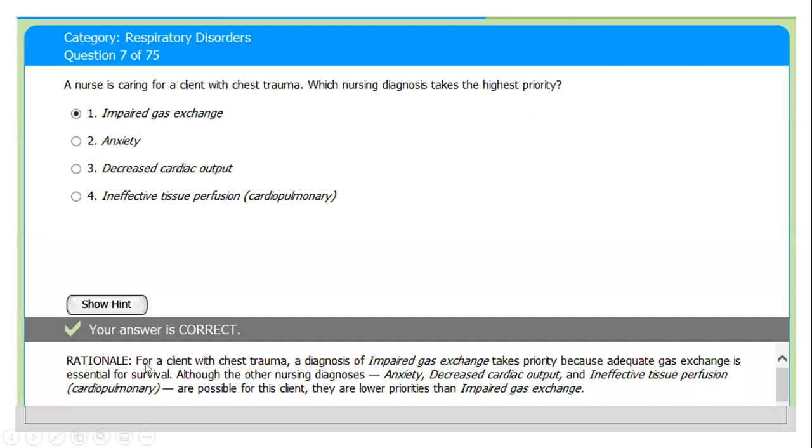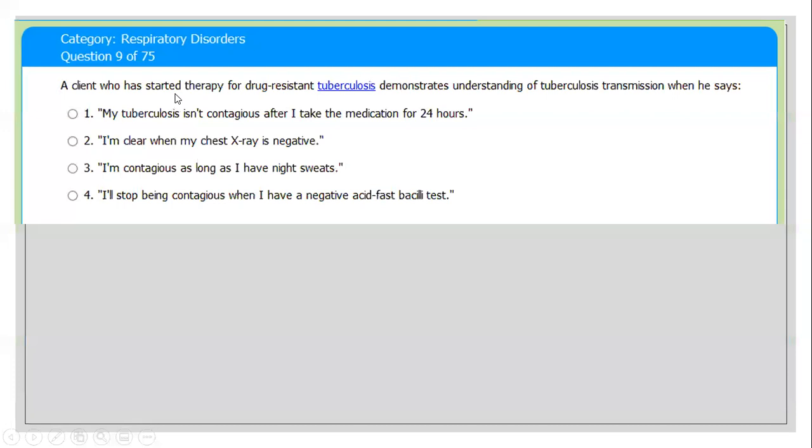So rationale: for a client with chest trauma, a diagnosis of impaired gas exchange takes the priority because adequate gas exchange is essential for survival. Although the other nursing diagnoses like anxiety, decreased cardiac output, and ineffective tissue perfusion are possible for this client, they are lower priority than impaired gas exchange, which is the first priority. Next question about tuberculosis.